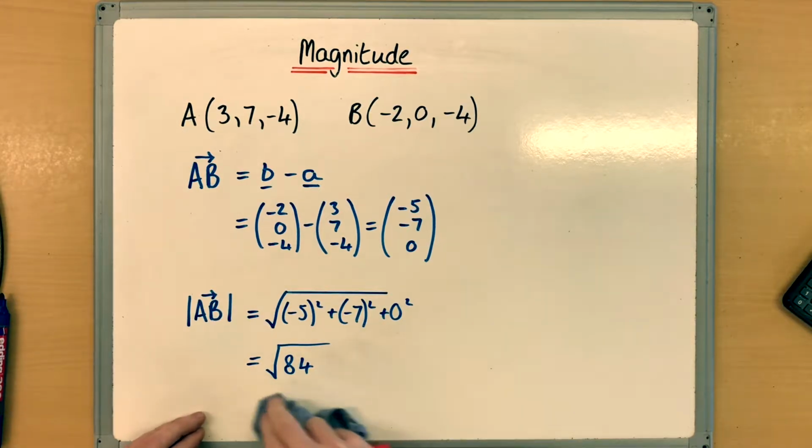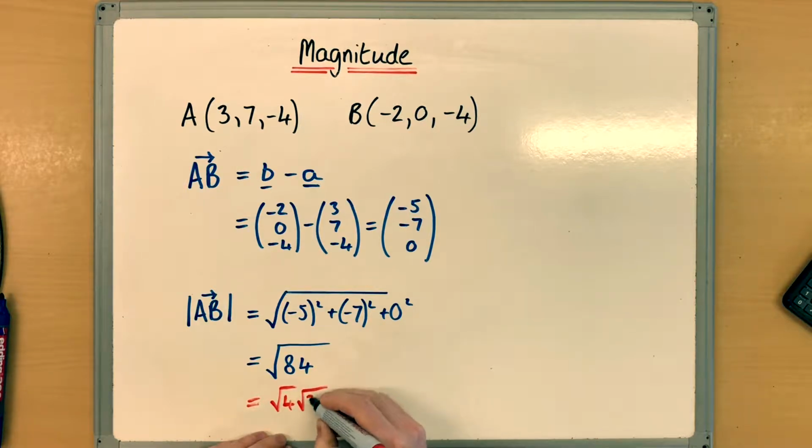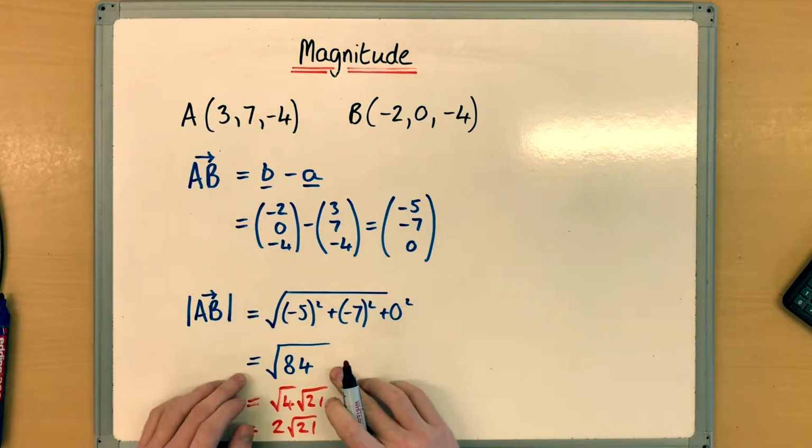I can write this in red because this is something that you'll have to do depending on the question. Quite often you might just leave it like that. So we could write this as root 4 times root 21. 21 times 4 is 84, and this becomes 2 root 21. But that's only if it asks you for a simplified exact value, okay? A lot of the time that'll be our answer.